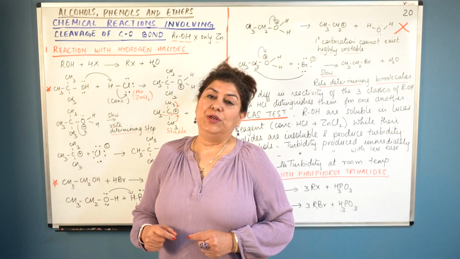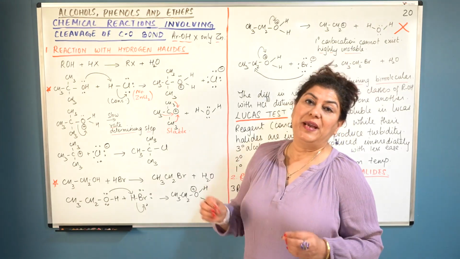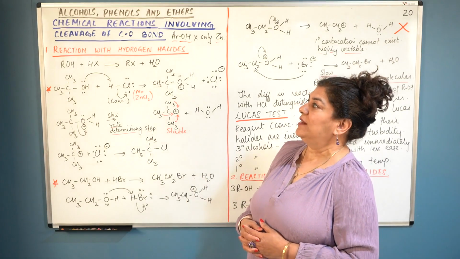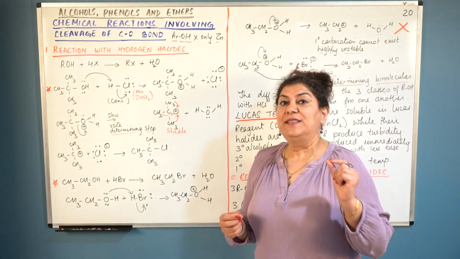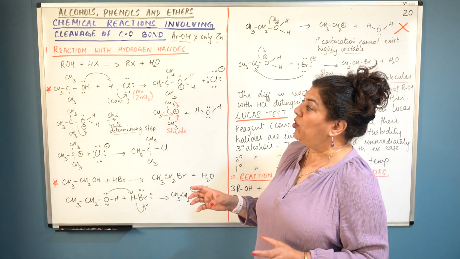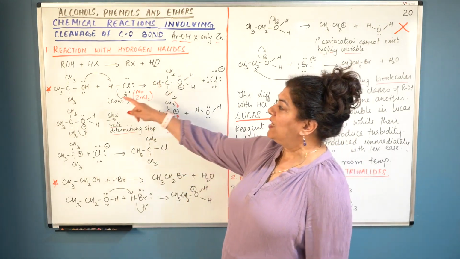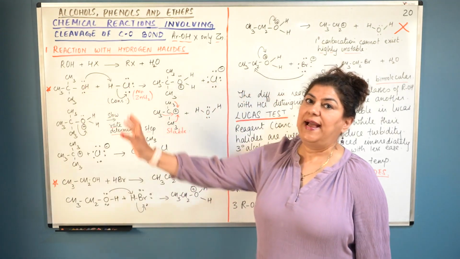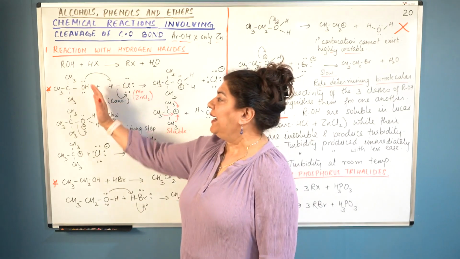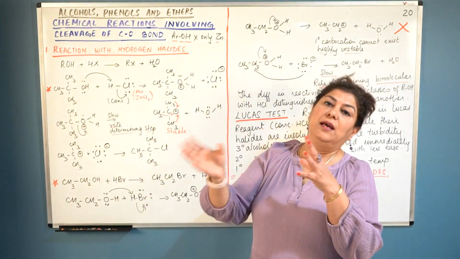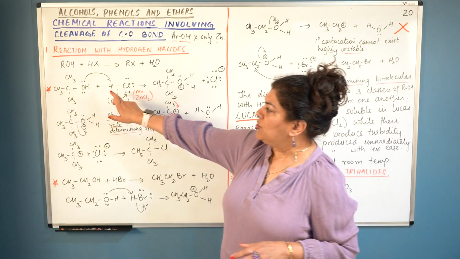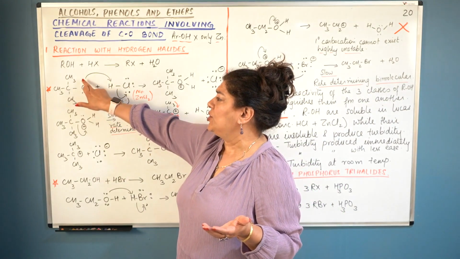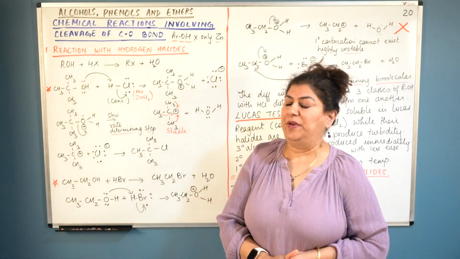In the previous few videos, we have been discussing the chemical reactions, or chemical properties, of alcohols and phenols. We studied the first category of reactions, which involved the breaking of the bond between oxygen and hydrogen in alcohols and phenols. So it was only hydrogen that was leaving and causing the addition of something else, as in esterification. Only the bond between oxygen and hydrogen was breaking.